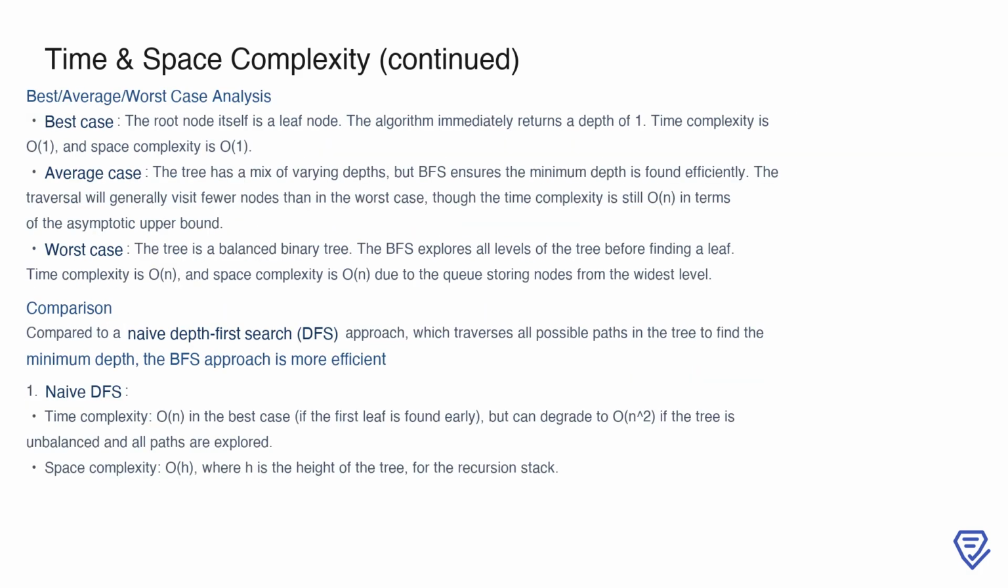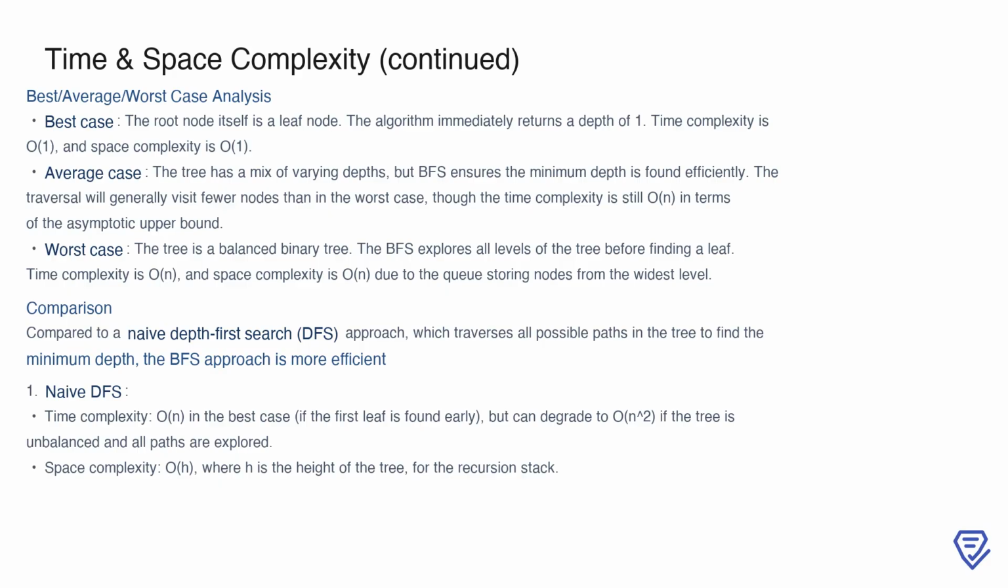In the best case scenario, the root node itself is a leaf node, meaning the algorithm immediately finds the minimum depth and returns a value of 1. Here, both the time and space complexities are O(1). In the average case, the tree has varying depths, and the BFS ensures that the minimum depth is found efficiently, typically visiting fewer nodes than in the worst case. However, the time complexity remains O(N) in terms of the asymptotic upper bound.